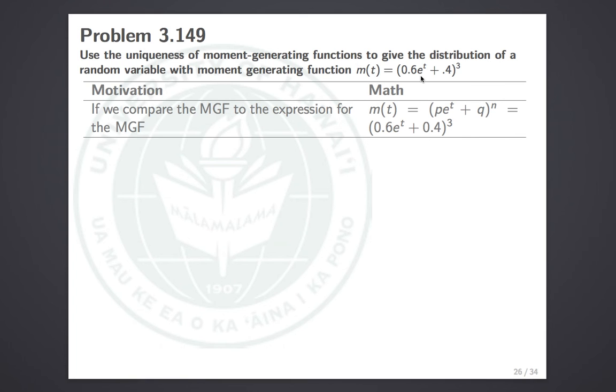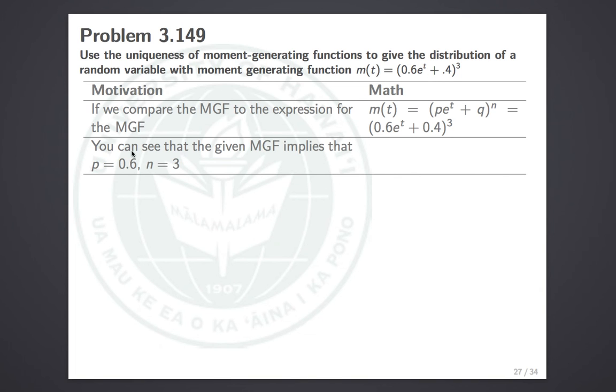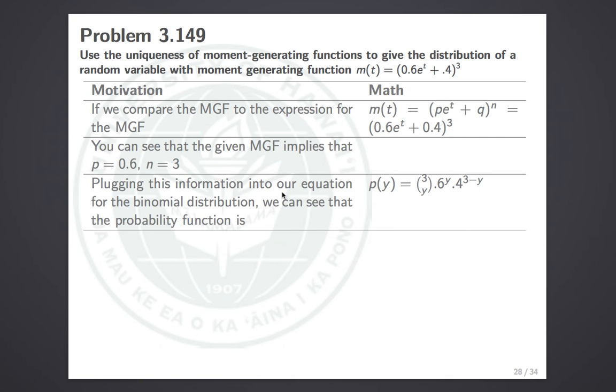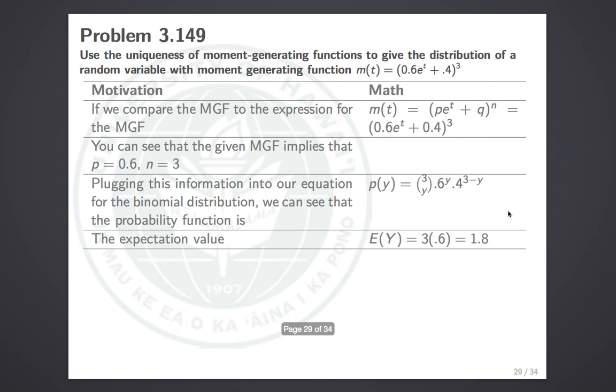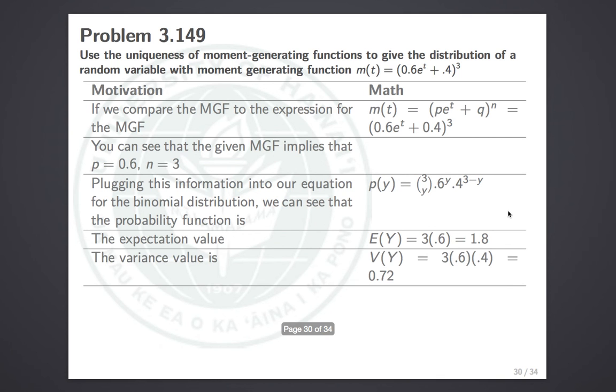because all of these moment generating functions are unique. So you can definitely see that this is the moment generating function for a binomial distribution if p is equal to 0.6 and n is equal to 3. Plugging this information into our equation, the probability function is simply that. Your expectation value is np, as we proved earlier, and your variance is npq, which is 0.72.